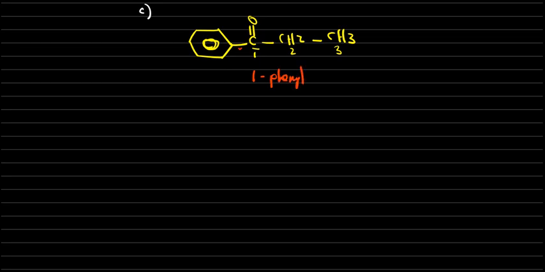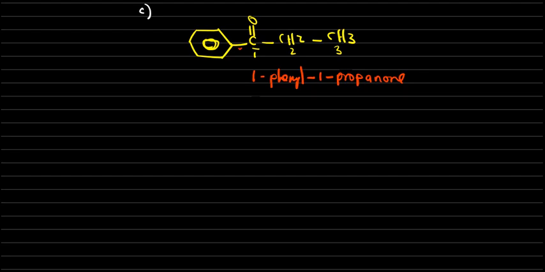Then you indicate where the functional group is located, at carbon number 1. Then you separate like that. Then you say, okay, this is propane, but you remove the e and put 1 there. That will be propanone. So that's how you can name it.